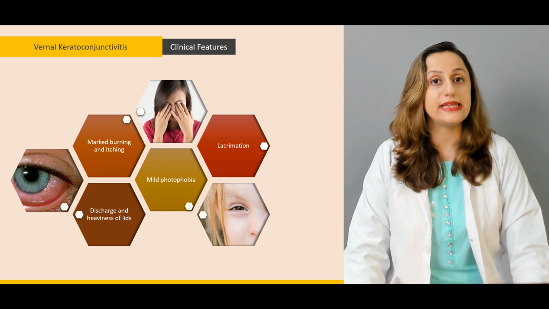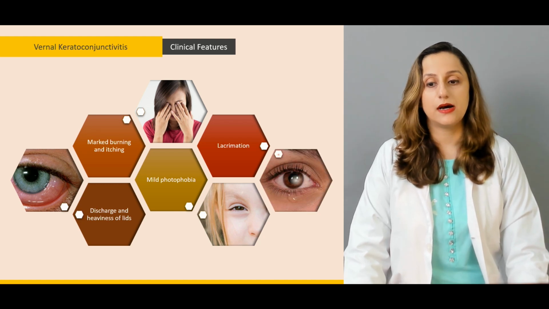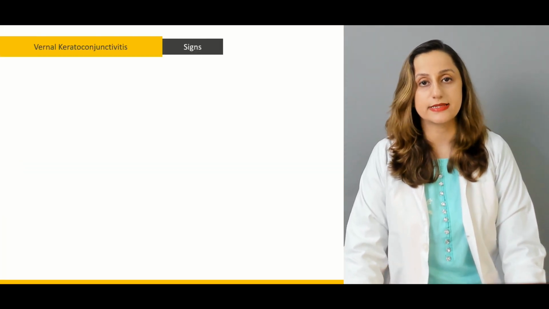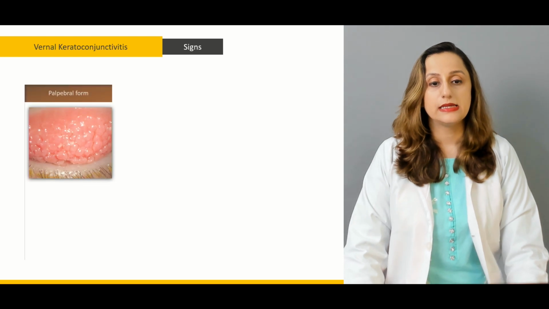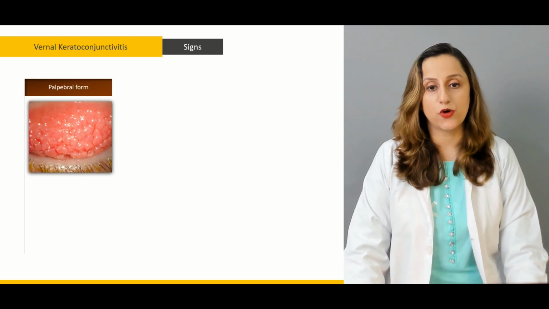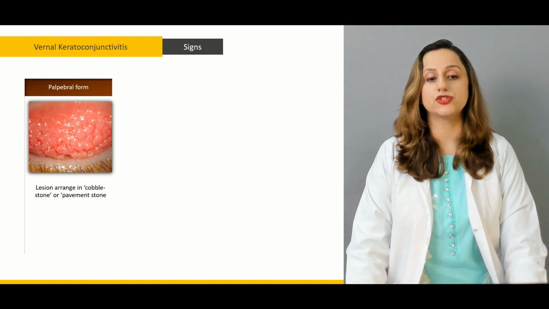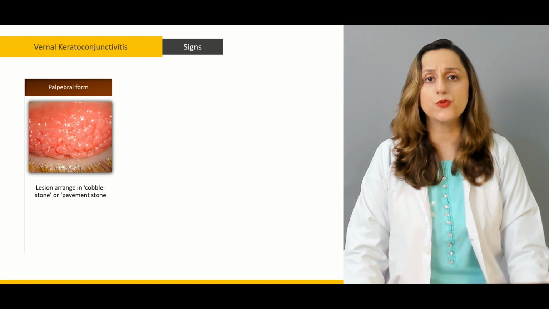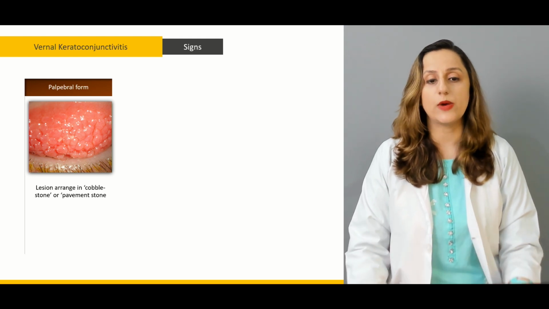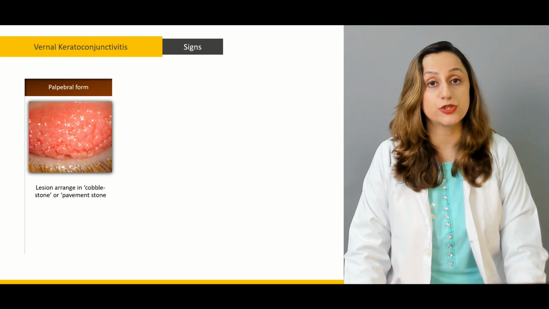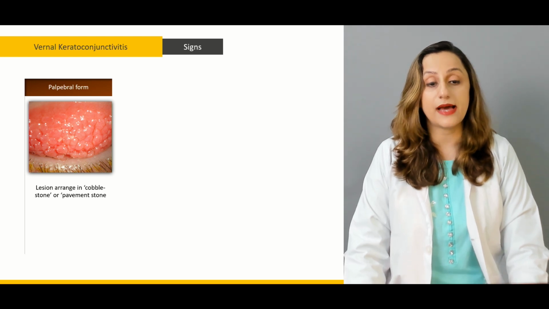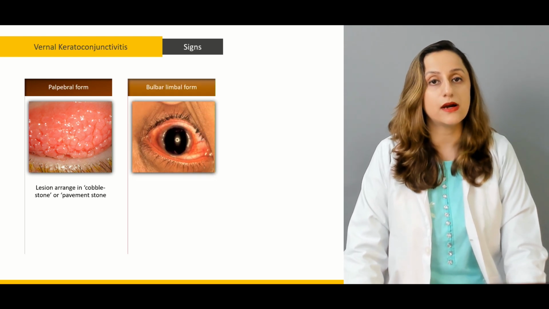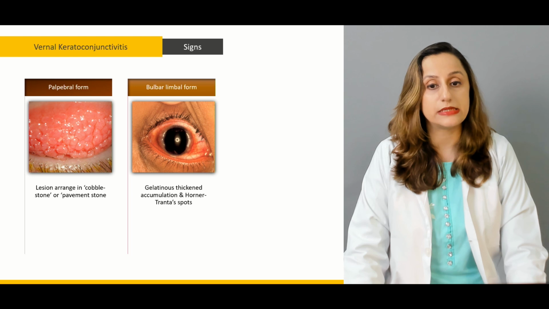There would be an increased lacrimation that would happen, and that would be associated with the stringy discharge that is coming up to the eyes. The signs would include a palpebral form of conjunctivitis, with lesions arranged in the cobblestone or pavement stone phenomena. It would be a picture that is quite beautifully exhibited over here, which, as you can appreciate, is a cobblestone appearance, resembling a pathway.